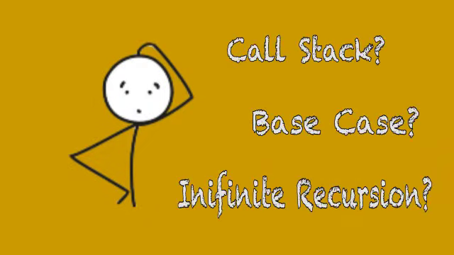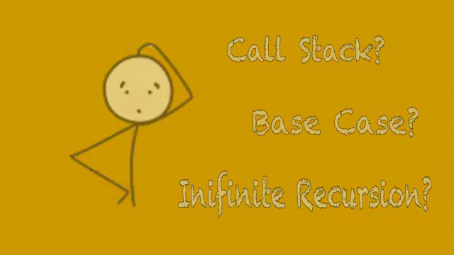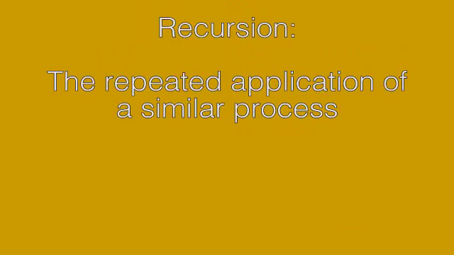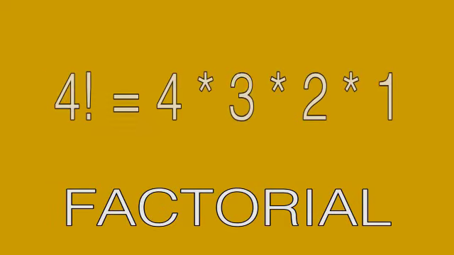Recursion might sound difficult, especially if you're new to computer science. However, with enough practice and patience, it will become much easier for you. Recursion is where the structure of the problem repeats. A good example of recursion is a factorial, as in 4 factorial, or 4 times 3 times 2 times 1.